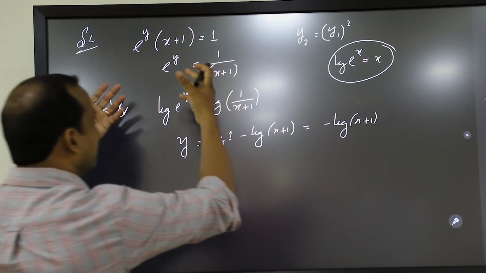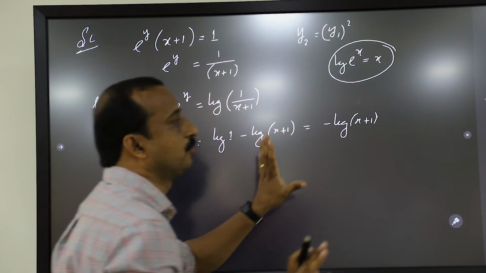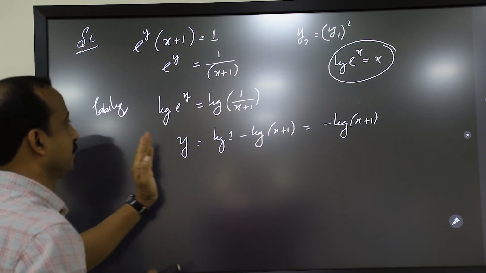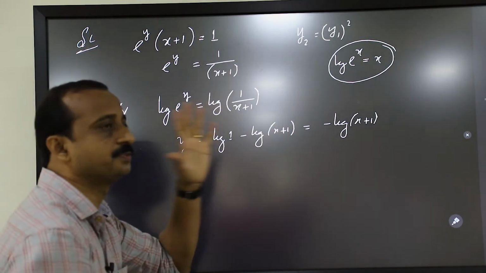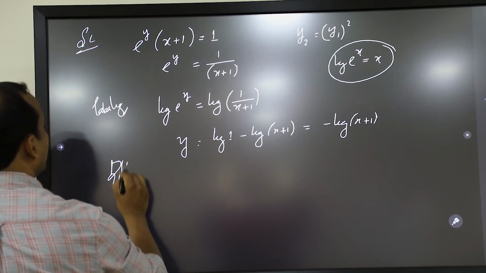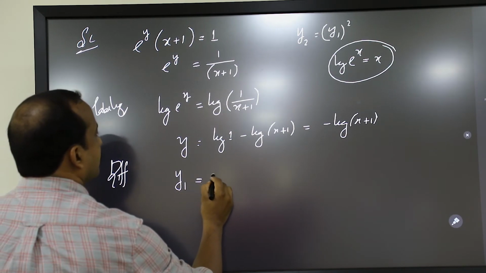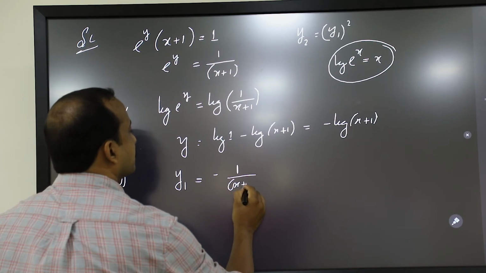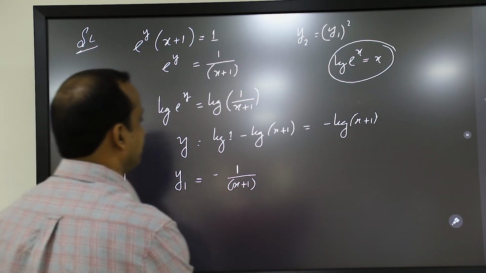Therefore our function can be simplified to the form y is equal to minus log of x plus 1, that is, e raised to y into x plus 1 equal to 1 can be converted to y is equal to minus log of x plus 1. It's an explicit function of x. Now we differentiate with respect to x: y1 is minus of the derivative of log, which is 1 by x plus 1, into the derivative of x plus 1, which is 1.